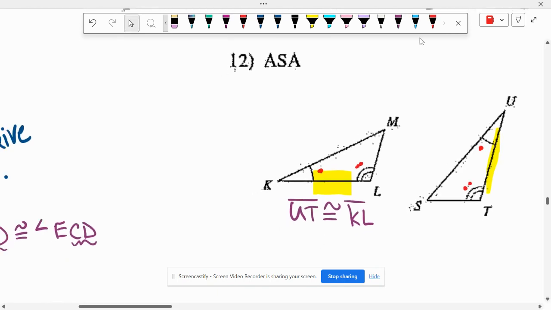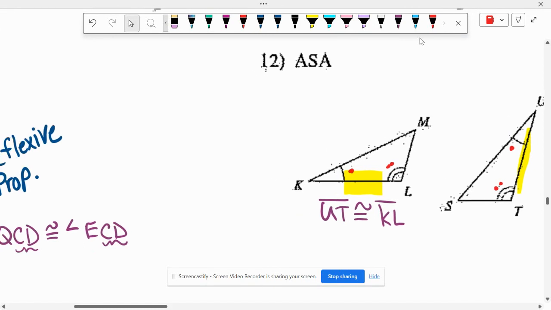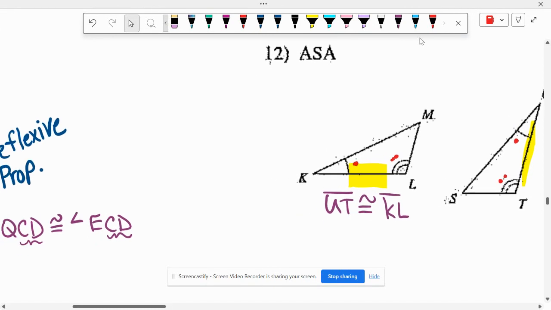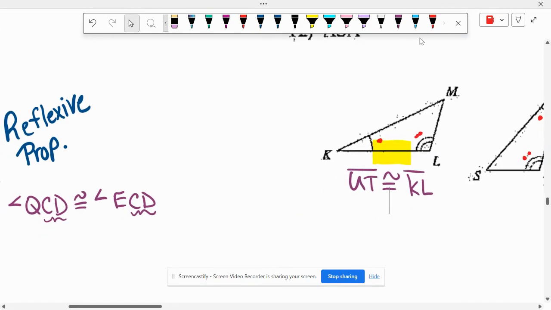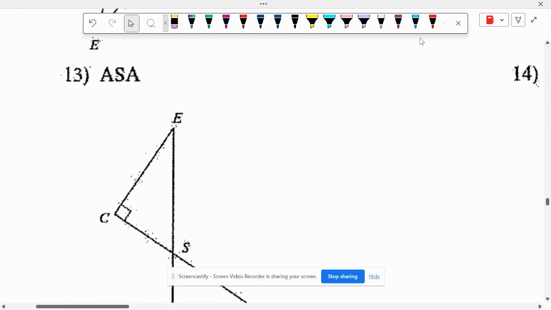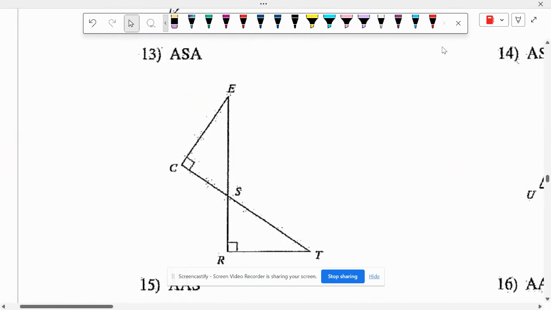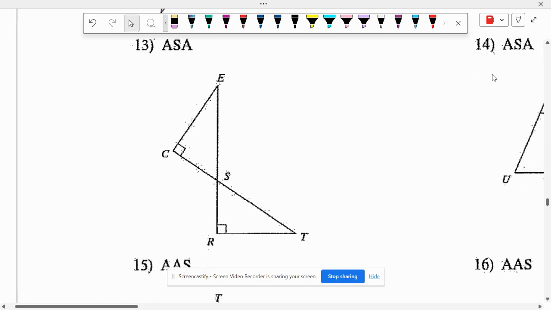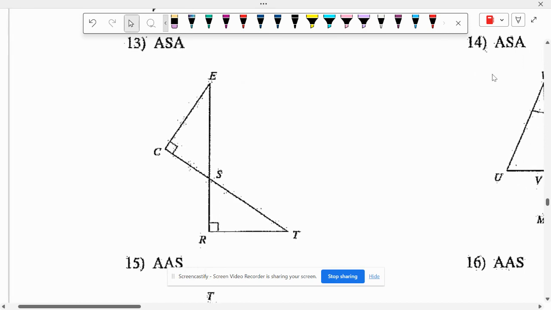Are we feeling a little bit better about this? Okay. Do the dots and the lines help? Yeah? No? Yes? Okay. All right. I'm going to use angle, side, angle. I want to use angle, side, angle for this one. So, I have two 90-degree angles. So I know that this angle is congruent to this angle. What else do I know?